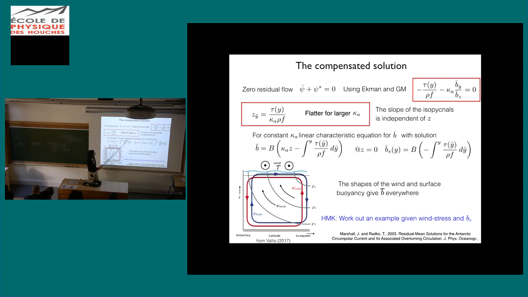You can solve it in buoyancy coordinate, or you can solve it in Cartesian coordinate, and you find that the buoyancy is a function of this expression for constant kappa. You know that function at z equals 0, and so using that relation, this is just using characteristics, you can find the buoyancy at every depth and longitude. And you can work out examples for specified surface buoyancy and specified wind stress.